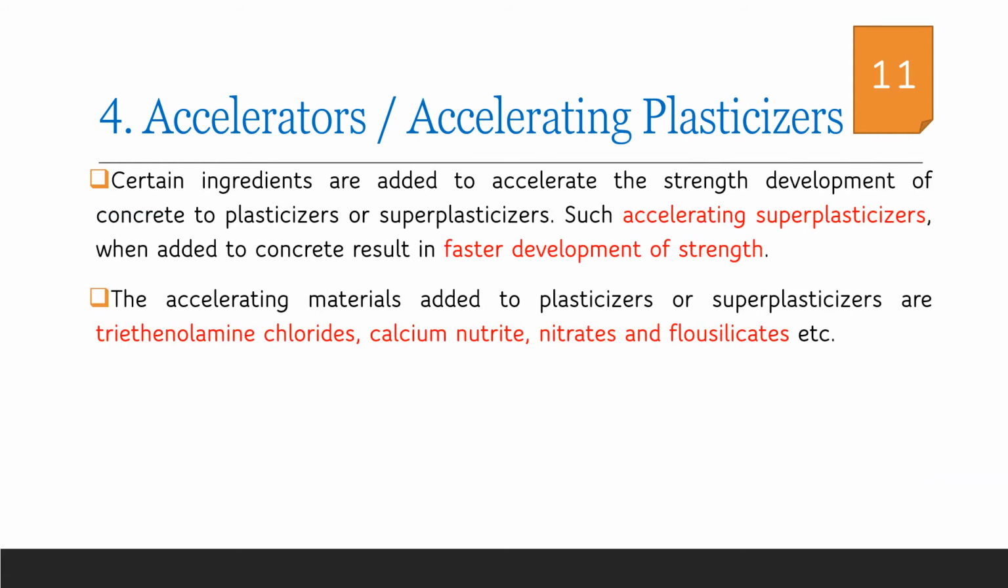Accelerating plasticizers are obtained by mixing accelerators and plasticizers or superplasticizers. It will ensure faster setting of concrete. Some of the accelerating plasticizers or superplasticizers are triethanolamine chlorides, calcium nitrite, nitrates and fluorosilicates.